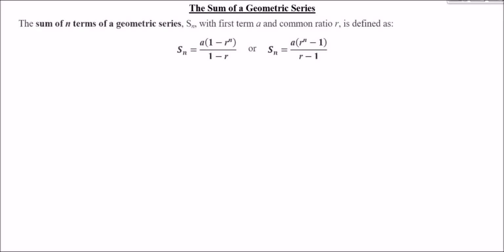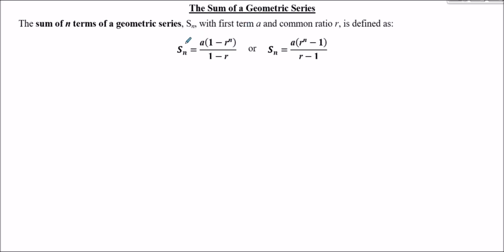So the sum of a geometric series. What is it and how do we do it? For a geometric series, the sum of the first n terms, s subscript n, with first term a and common ratio r is defined as the following. There are 2 different forms of this equation. Hopefully you'll see that each is equivalent to each other.